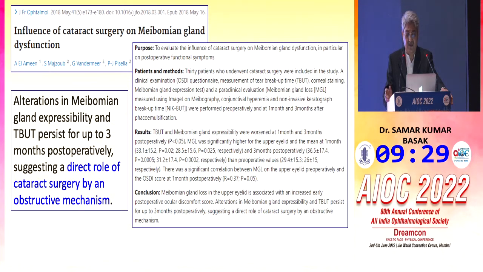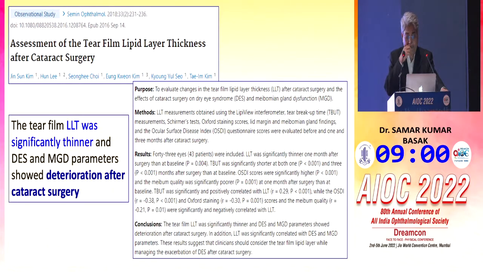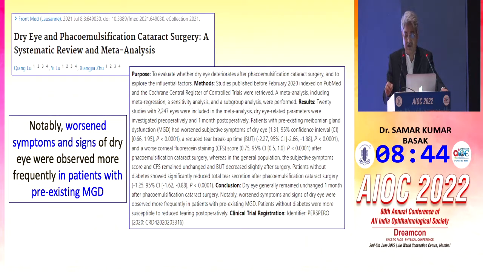And if you see the influence of cataract surgery on meibomian gland dysfunction, the study has shown that alteration of meibomian gland expressibility and TBUT persists for up to 3 months. So most of our patients come back and repeatedly report symptoms like burning, itching, sometimes watering. So there is a direct role of cataract surgery by an obstructive mechanism. And the LLT, meaning lipid layer thickness, was also significantly thinner after cataract surgery, and people have shown that this is also important. You have to look into this.